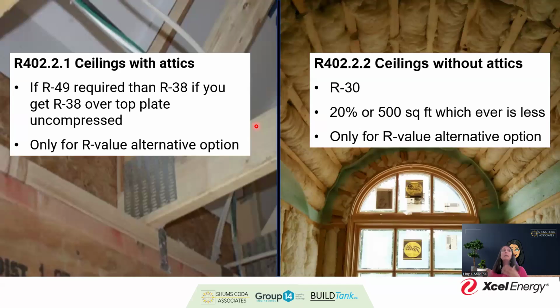Another flexibility built into this particular compliance path is if you have ceilings without attics, certain spaces like a bump out. Don't look at the horrible insulation job, but it's an example of a bump out. The ceiling is without attic space. If it's less than 20% or 500 square feet, whichever is less, they're allowed to install only an R30 in it.